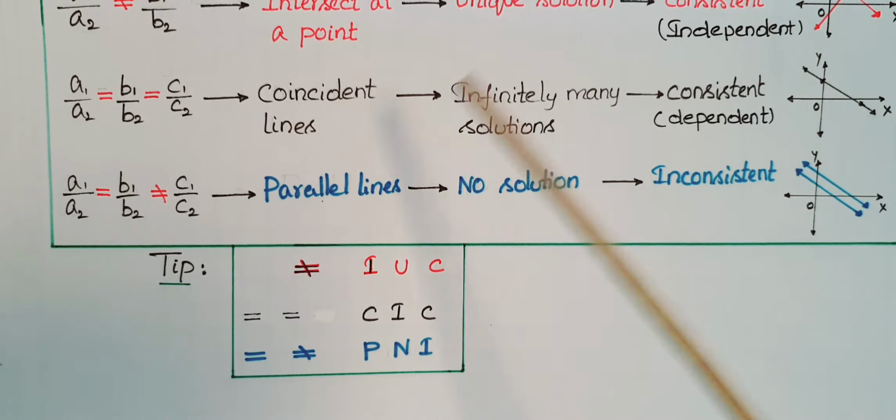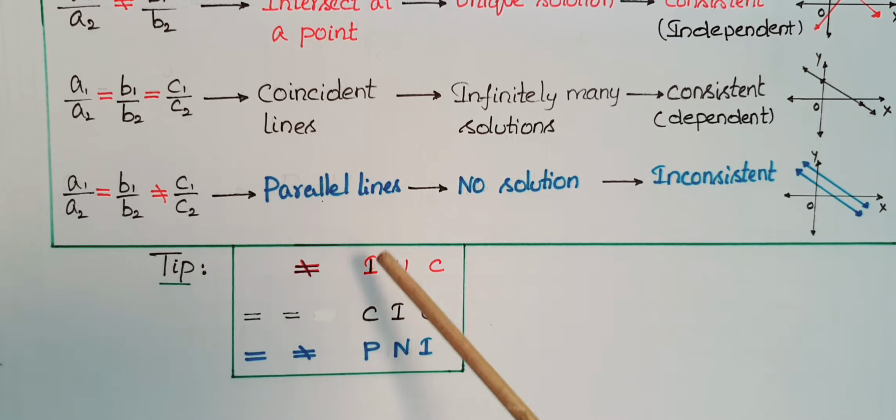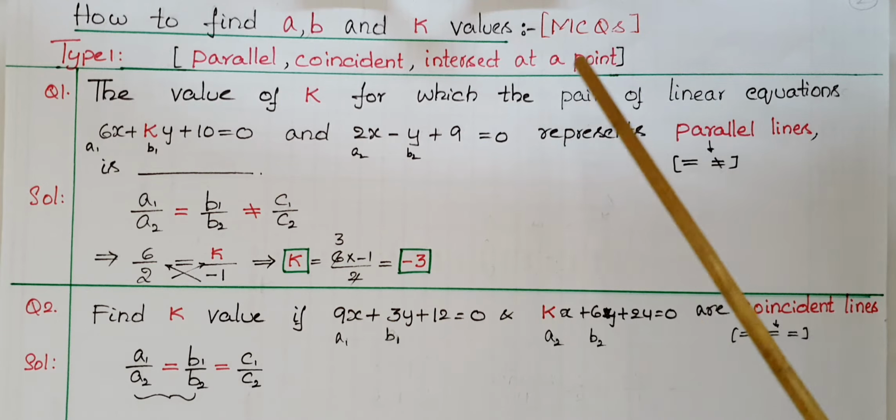Now you can apply this tip in problems. If not equal to means I, U, C: intersect at a point, unique solution, consistent. And two equals, then C, I, C: coincident, infinitely many solutions and consistent. And equal, equal, not equal, then P, I: parallel lines, no solution and inconsistent. Now I am going to tell how to find a, b and k values.